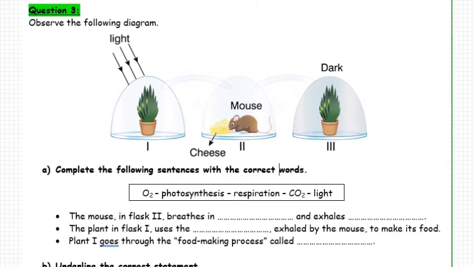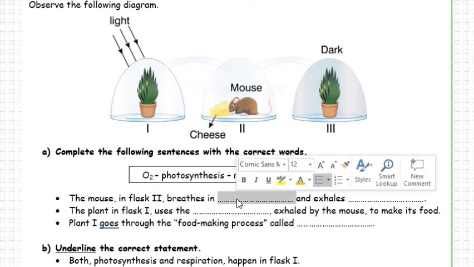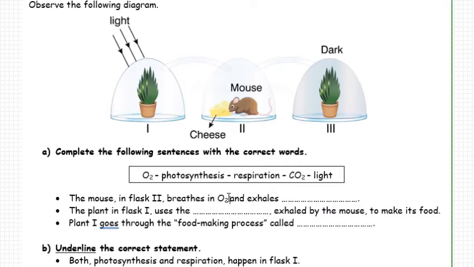Let's see. The mouse in flask number 2 breathes in... What do we all, as organisms, breathe in? We breathe in oxygen. We take in oxygen. And we breathe out which gas? Carbon dioxide. So this is respiration. This is the breathing process. So the mouse takes in oxygen and breathes out carbon dioxide.